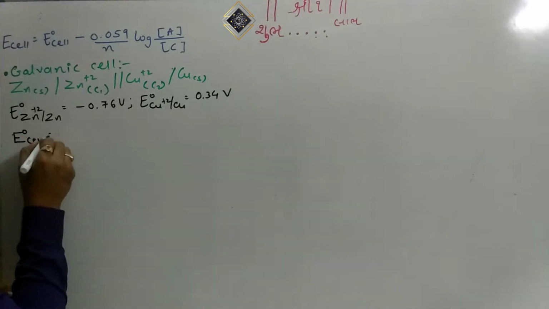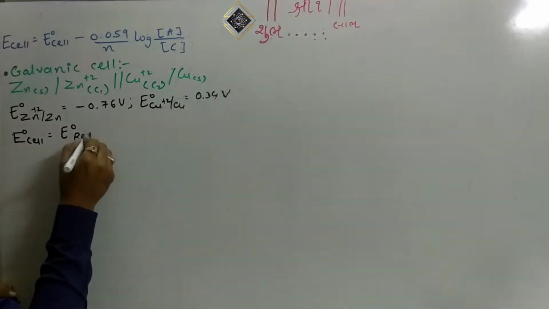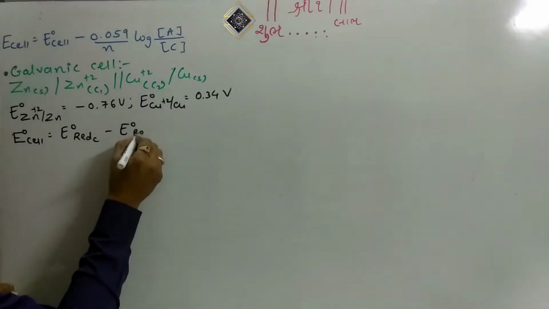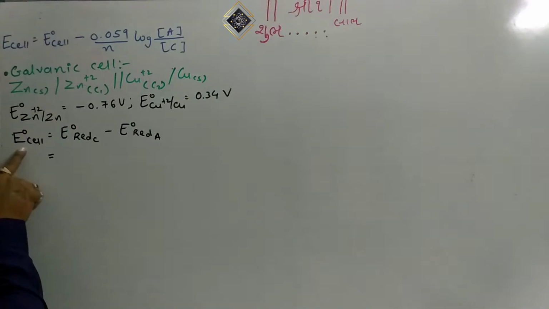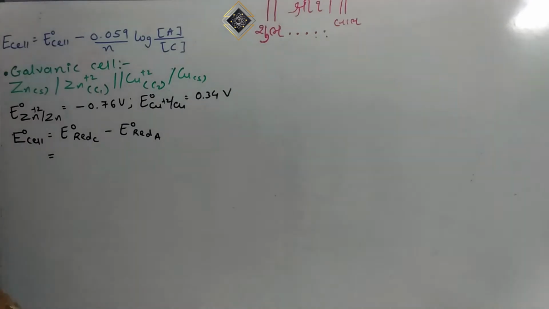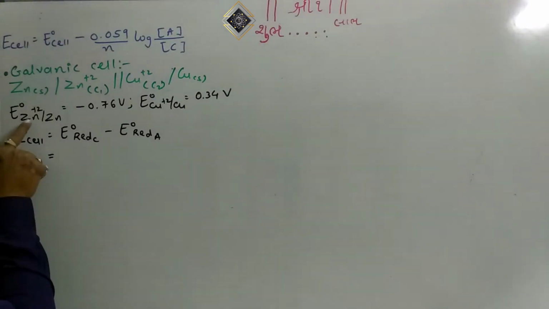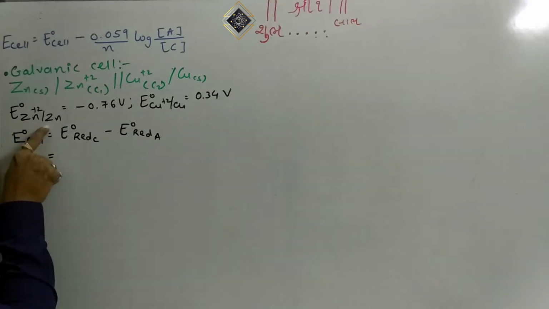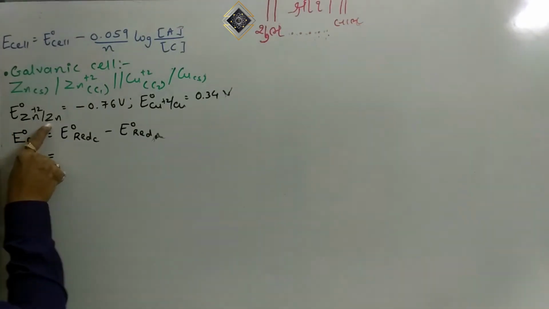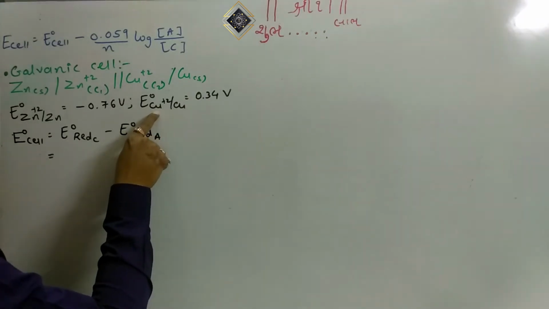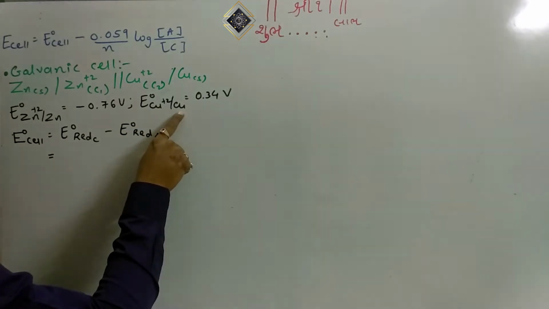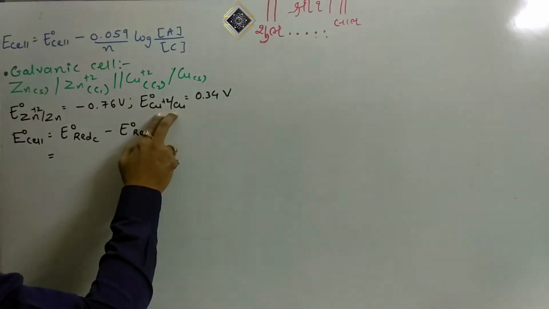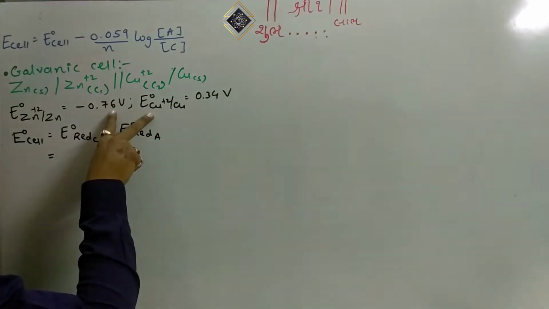E0 cell equal to E0 reduction of cathode minus E0 reduction of anode. Before calculating the E0 cell, we are going to check whether the potentials are given in reduction form or oxidation form. The oxidation number of zinc in this case is plus 2 because its charge is plus 2. Here it is 0. That means plus 2 converts into 0. Which potential? Reduction. Same here, Cu plus 2 converts into Cu, that is plus 2 into 0. That means this one is also a reduction. Both potentials are in reduction form.